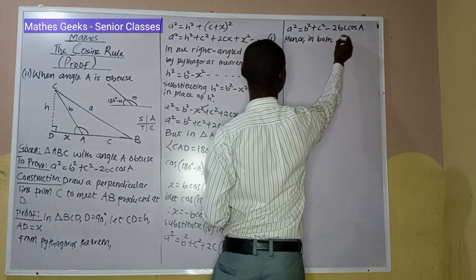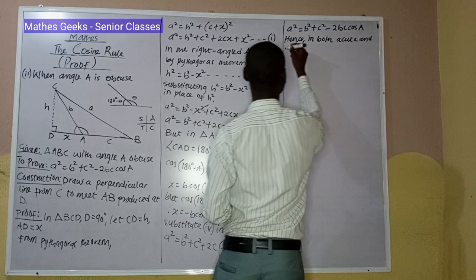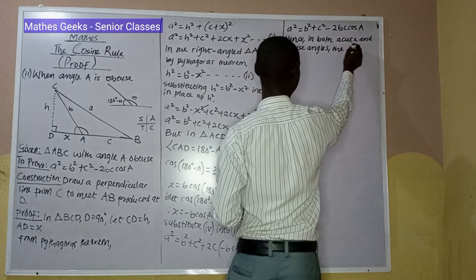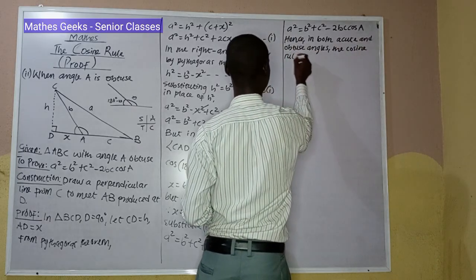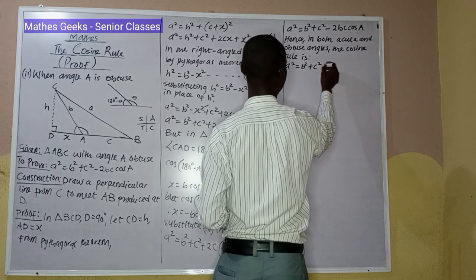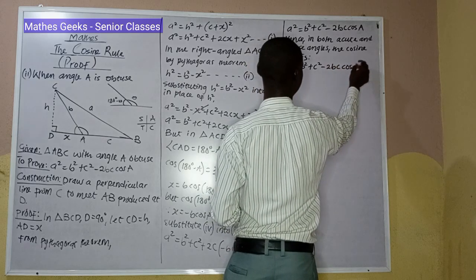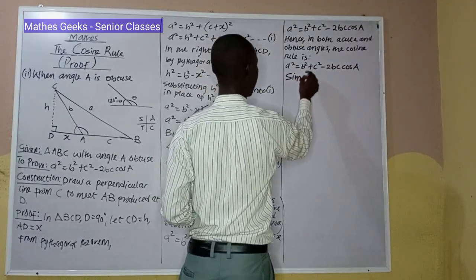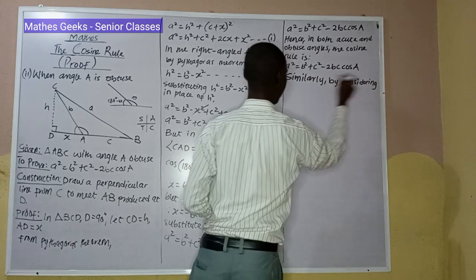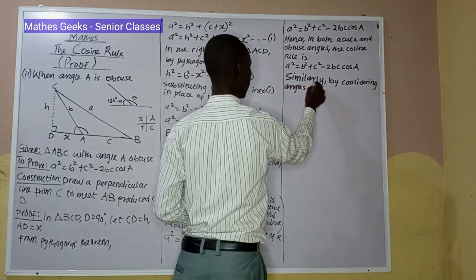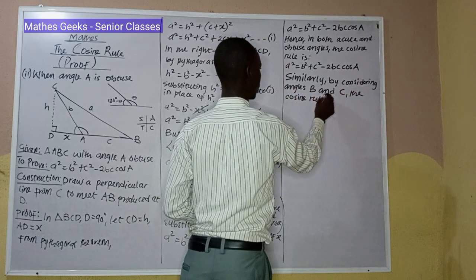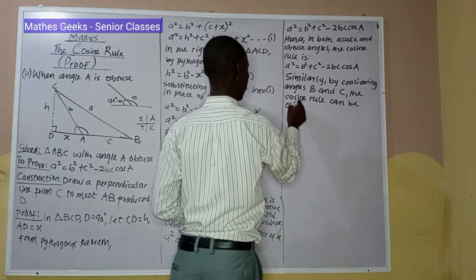So I say hence, in both acute and obtuse angles, the cosine rule is a squared equals b squared plus c squared minus 2bc cos A. We can also go on to say, similarly, by considering angles B and C, the cosine rule can be obtained.